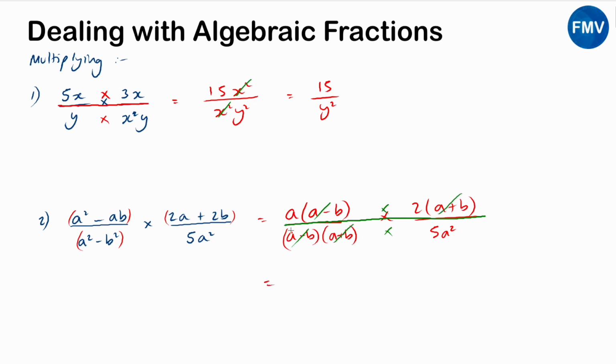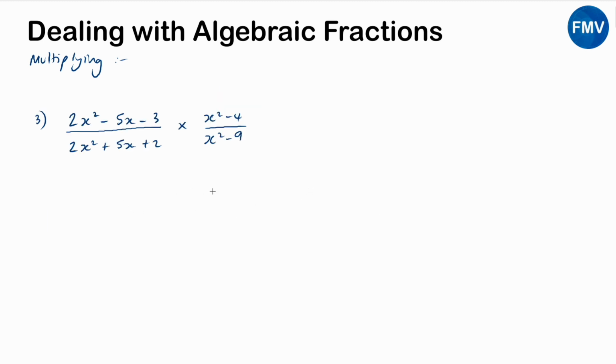And I'm left with a multiplied by 2 over 5a squared, which is just 2a over 5a squared. Obviously a to the 1 divided by a to the 2 ends up being 2 over 5a. And that's done. Let's take on a more complicated multiplication. And when I say more complicated, all I mean is just a bit more work.